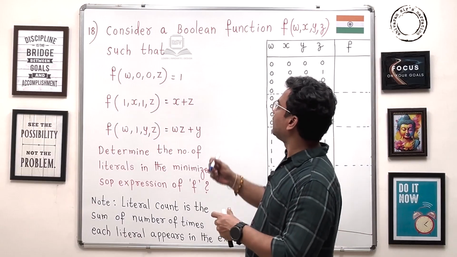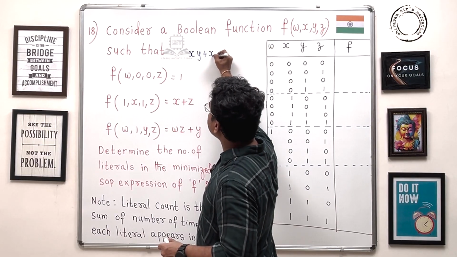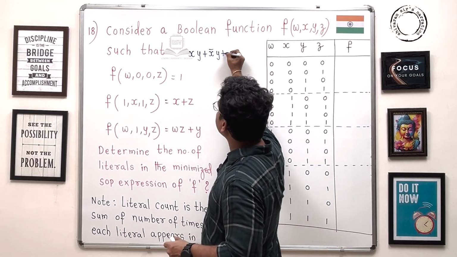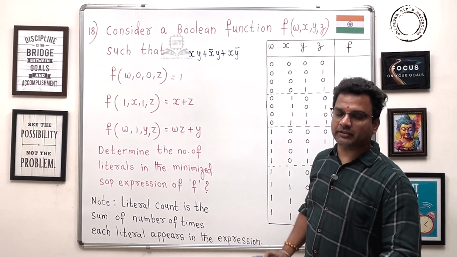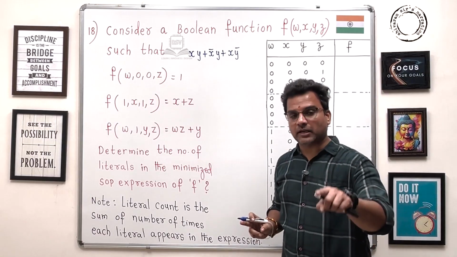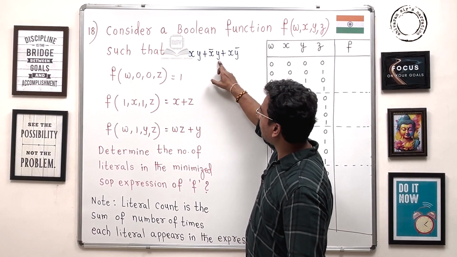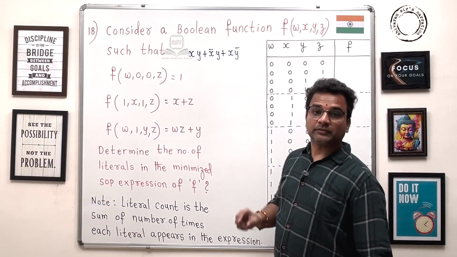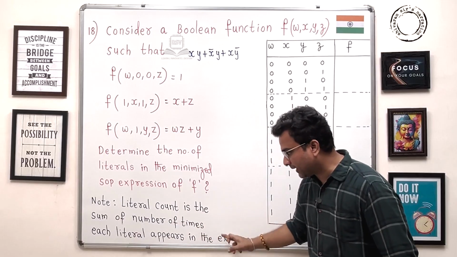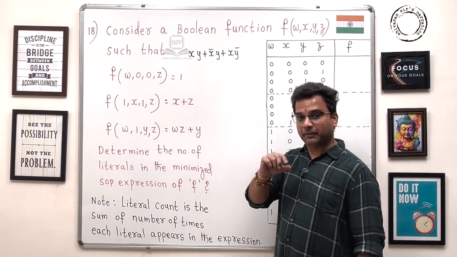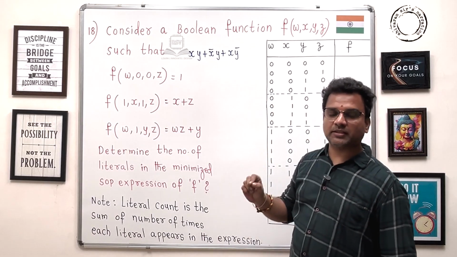Suppose, for example, let us consider xy plus x bar y plus x y bar. Now, in this expression, what is the literal count? 1, 2, 3, 4, 5, 6. The literal count is 6, the sum of the number of times each literal appears. That's it. If it repeats also, you need to count. 1, 2, 3, 4, 5, 6. 6 is the literal count.